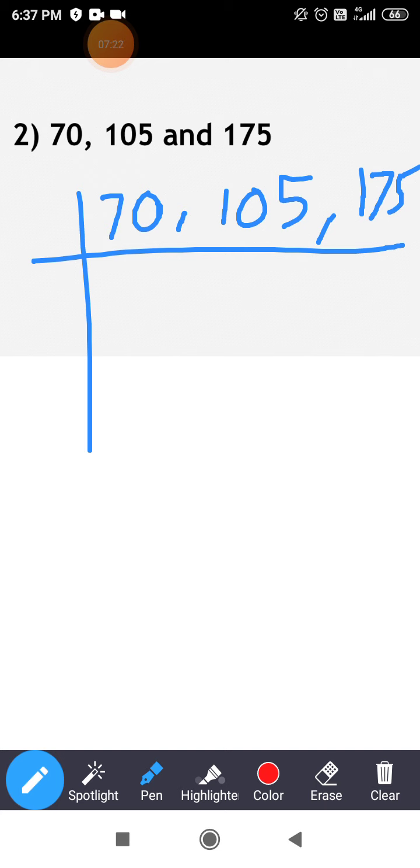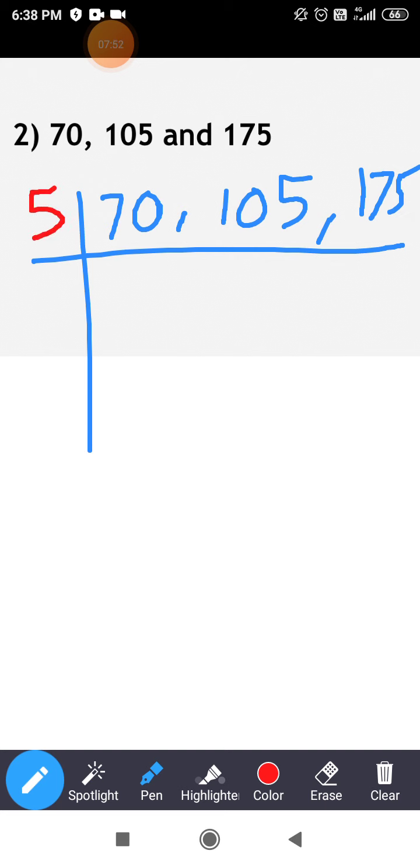Okay, so see, if I observe the numbers, students, 70 is an even number, 105 and 175 are odd numbers, so I will not divide by 2. If I check by 3, 7 plus 0, I'm getting 7, which is not divisible by 3, so I will stop the checking by 3 of the rest of the numbers. Now if I observe them carefully, all the numbers are divisible by 5, because here the unit place is 0, unit place is 5, unit place is 5. It means I can divide all the three numbers by 5. So I'll start the division by 5.